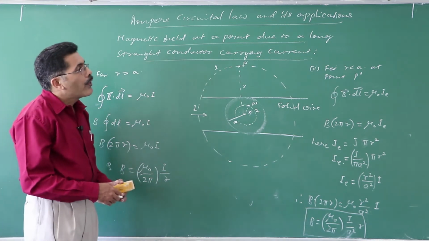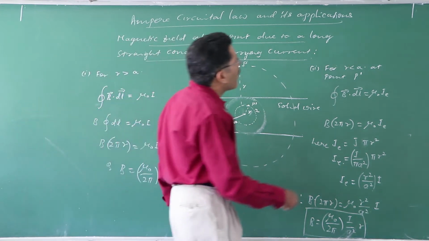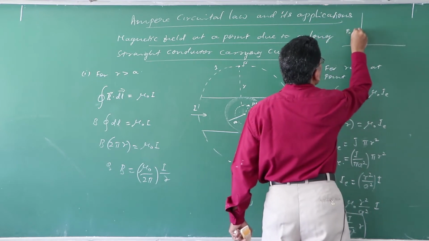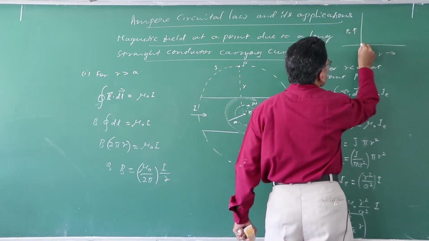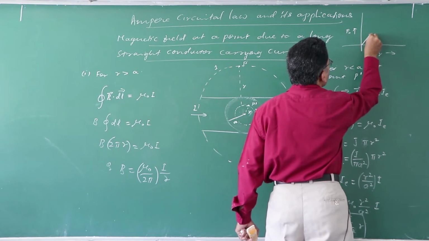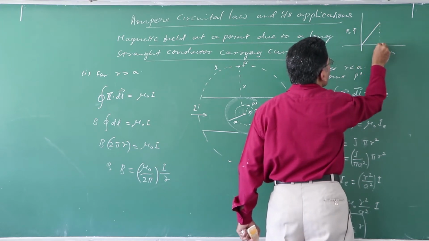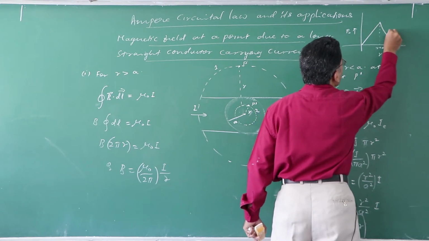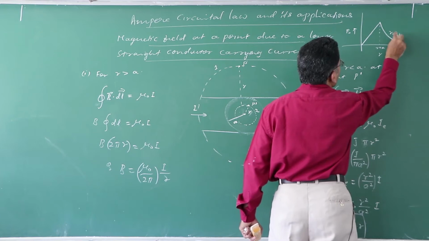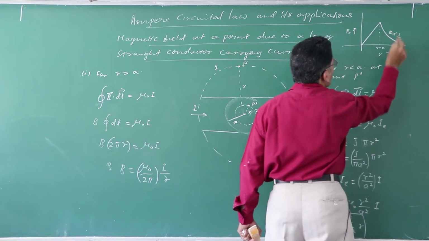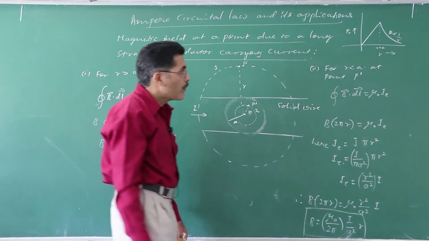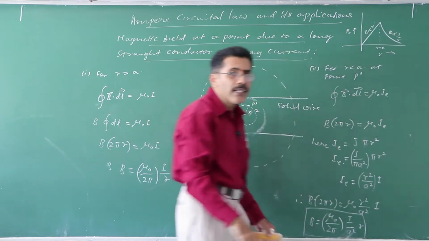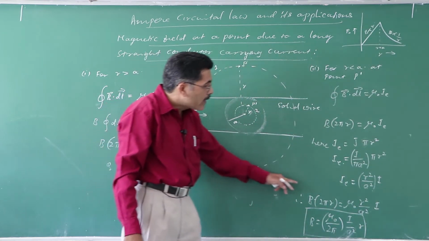Therefore, if you take the variation of magnetic field with distance, B versus r, inside it will be like this. It is directly proportional up to r equal to a, and outside it will be like this, B inversely proportional to r. Inside, B is directly proportional to r. Therefore inside the wire the magnetic field is directly proportional.